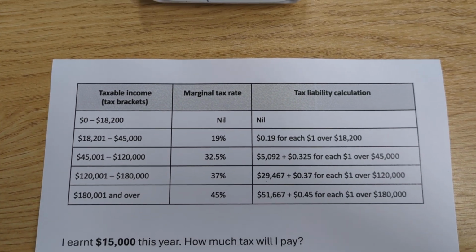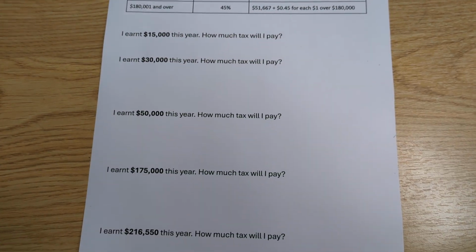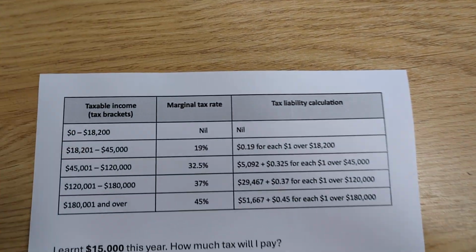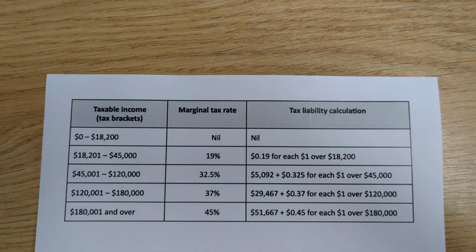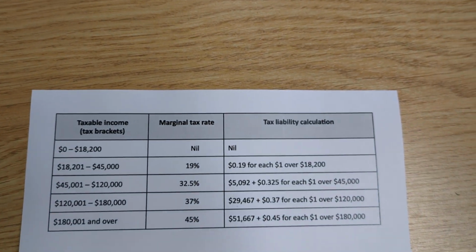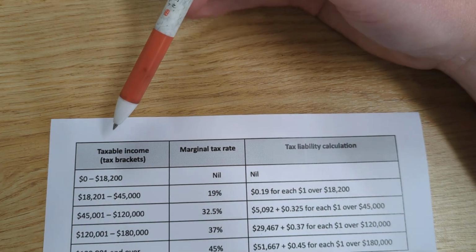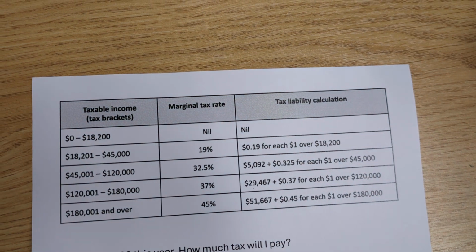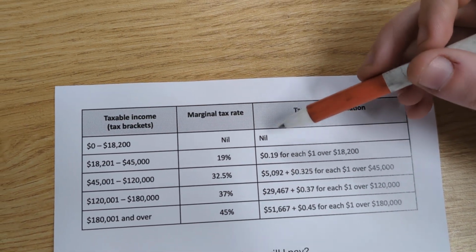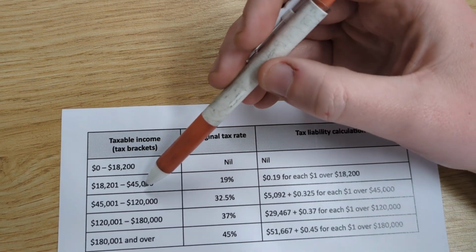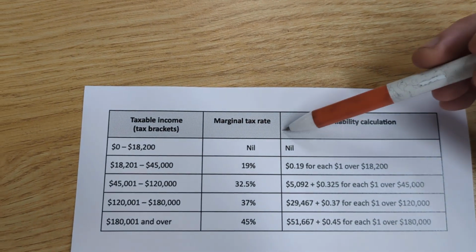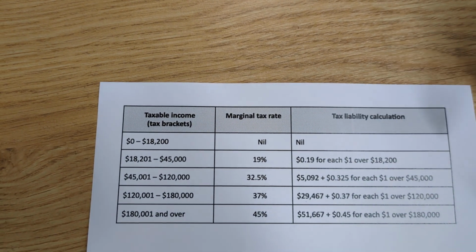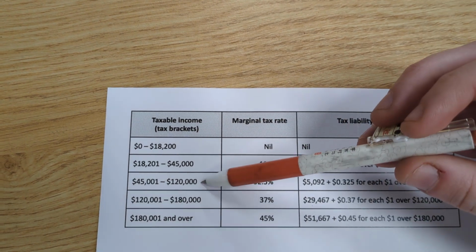So, I've got a few examples. Someone comes to me and says, I earn this much per year. How much tax will I pay? We're going to go through them individually. This table can be a little bit tricky to read, but we'll go through it. Basically, if you earn between $0 and $18,200, you don't have to pay any tax. If you earn between $18,201 and $45,000, you have to pay a little bit, and it's to do with percentages. We all know how to do percentages. And then the next tax bracket, next.